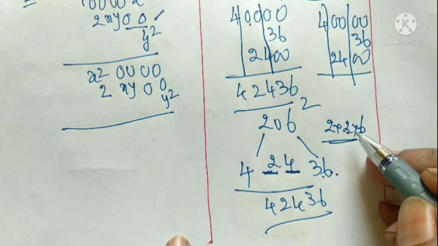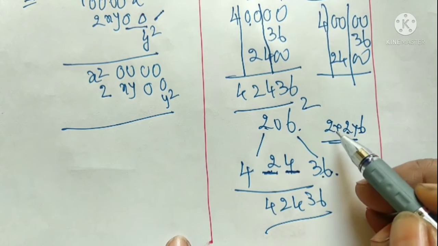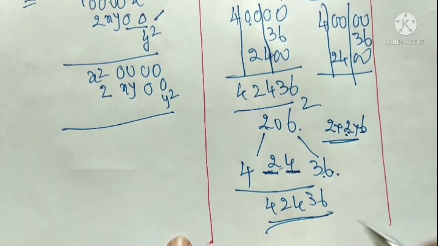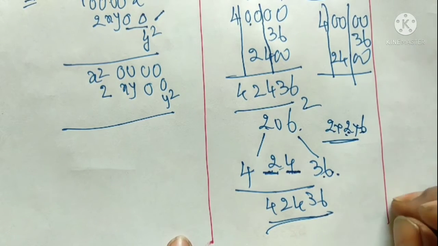Now we have to go 2ab. 2ab means 2 into 6. 2 into 4, 4 6 is 24. So the answer is 42436. I think you have understood. And we see another example so that we can understand this better.